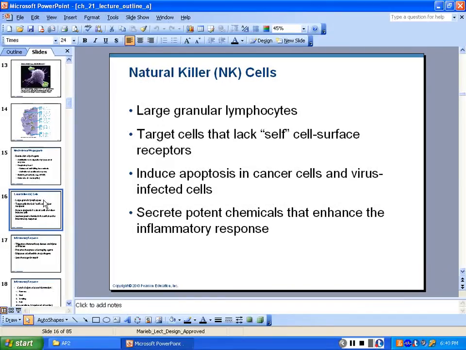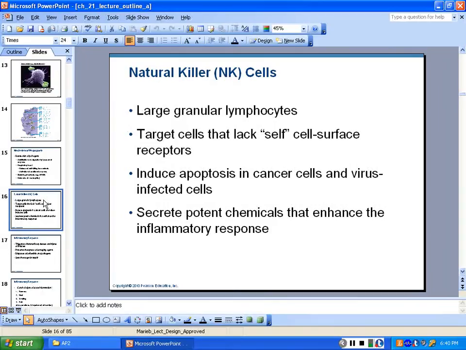Now, here's where I have to explain a little something. Notice that this is still non-specific immunity. How can we say a cell attacks virally infected cells, but it's not specific? Because it doesn't have to identify the particular virus. It could be any virus. It doesn't have to know what kind of cancer it is. Just cancer cells in general.